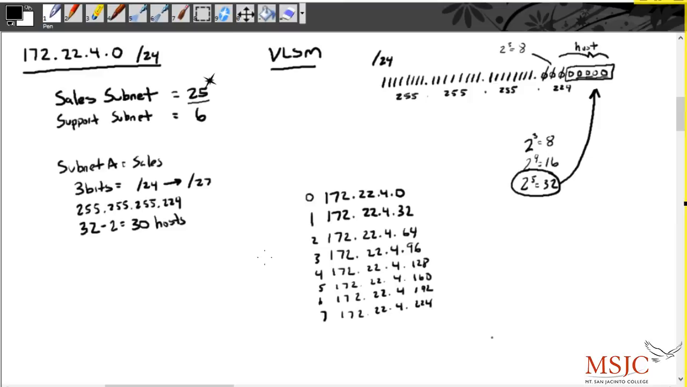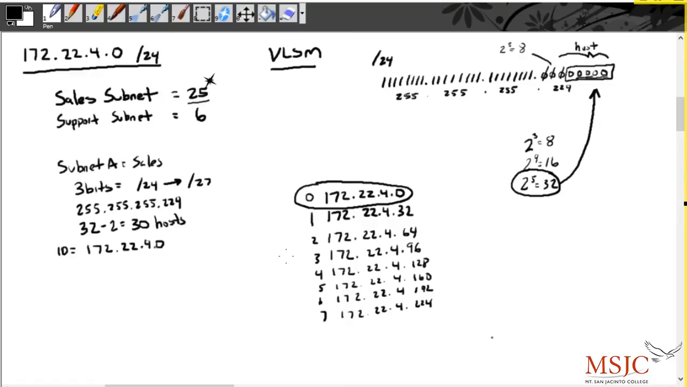So the question on the exercise, on the instructions that I sent out, we need to then have 172.22. It said to go ahead and use the number 0 subnet. So we're going to use this one for subnet A. So we know that the network ID for the sales subnet will be 172.22.4.0.